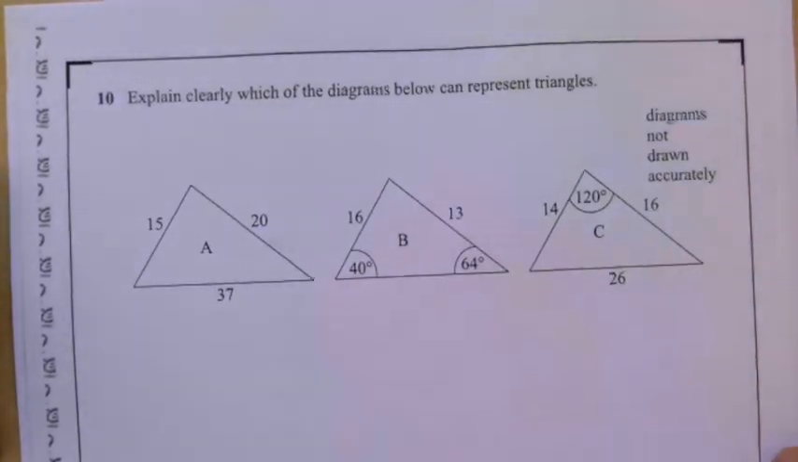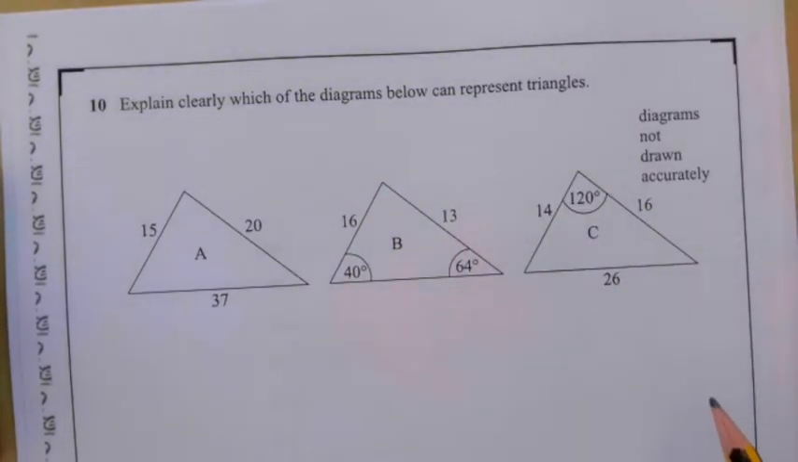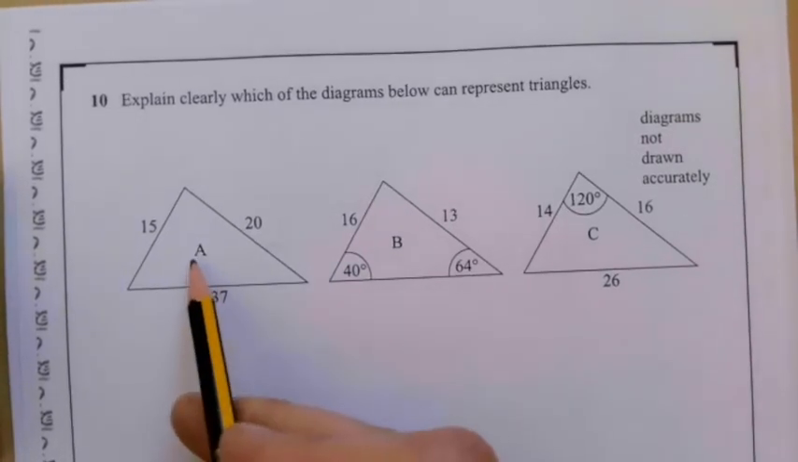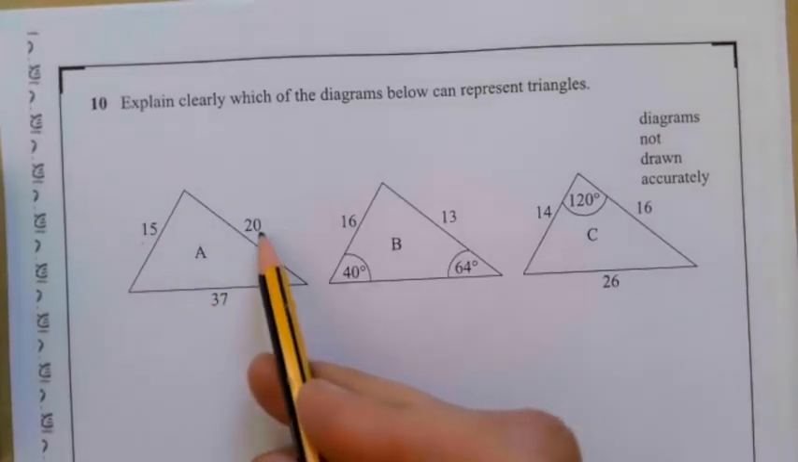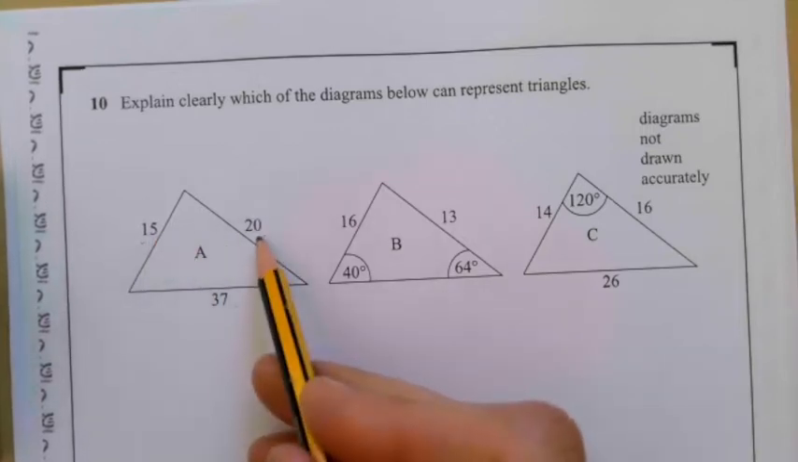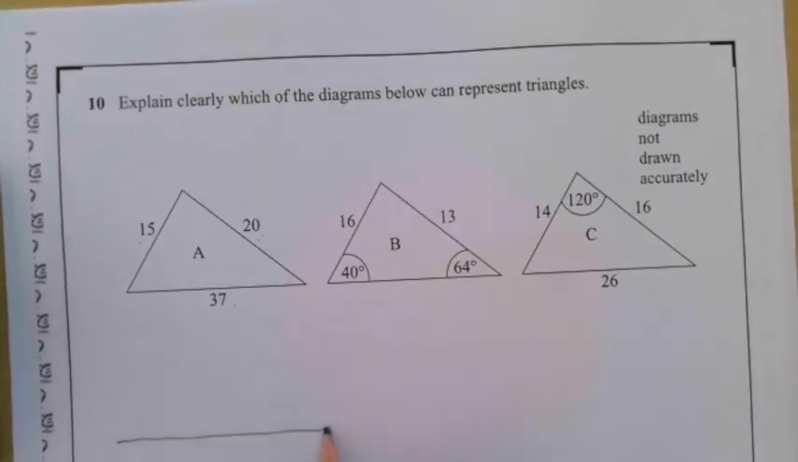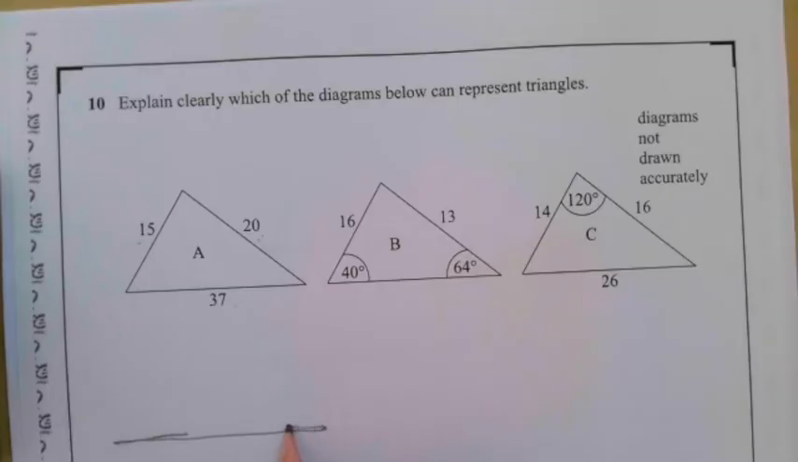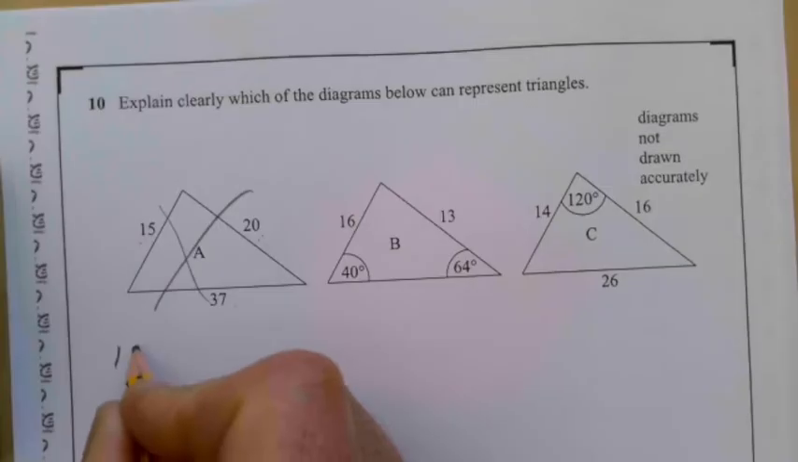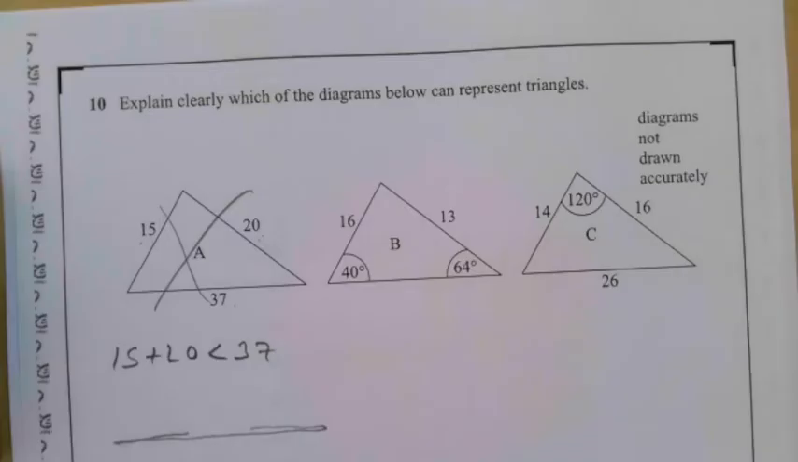Explain clearly which of the diagrams below can represent triangles. So let me see, 15 and 20 and 37. If you have 15 and 20 and you add them together, you get 35, and that's less than 37. That can't happen. If you do 37 and then do a 15 here and a 20 here, they can't reach each other. So that one's no good. 15 plus 20 is less than 37.